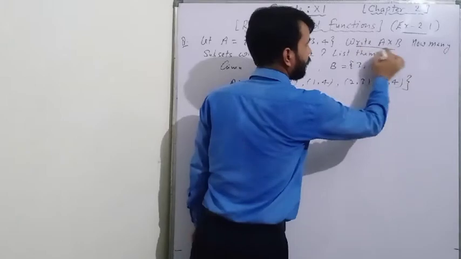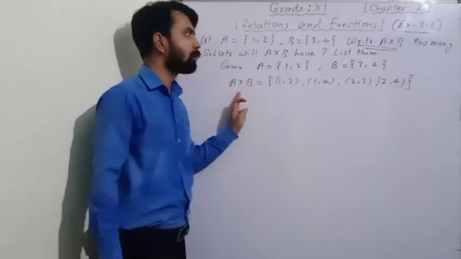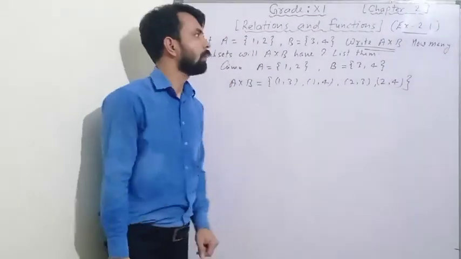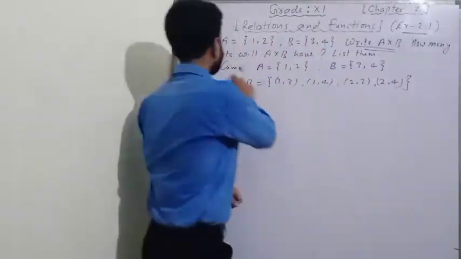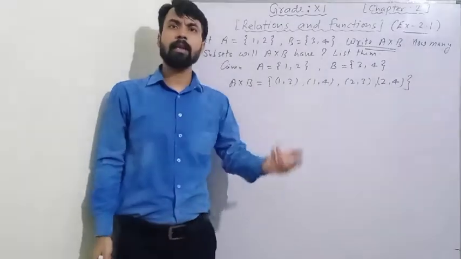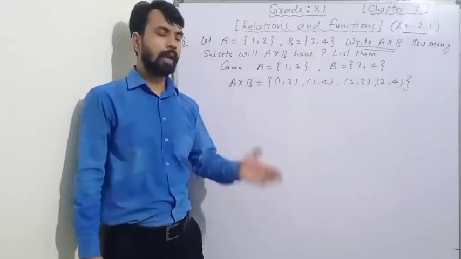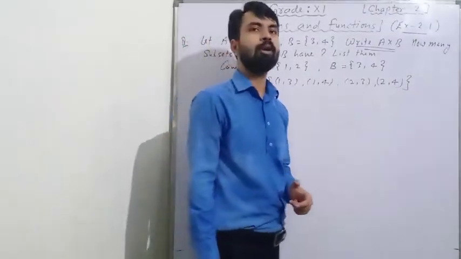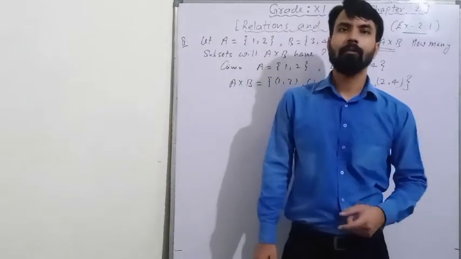So this part is completed here. Write A cross B. So A cross B is this. Got it? Now the second thing, how many subsets will A cross B have? A cross B के कितने subsets होंगे? Again chapter number 1. I have already explained you. Find the number of subsets of any set. Have you remembered the formula?